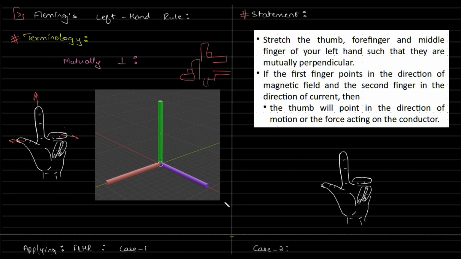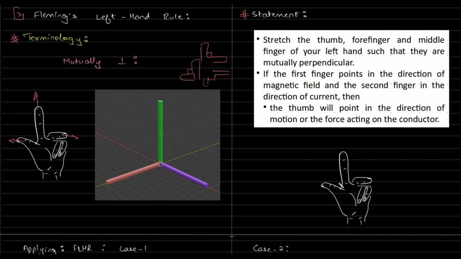Same thing over here. Once you have done that, the next thing is, if the first finger points in the direction of the magnetic field and the second finger in the direction of the current, then the thumb will point in the direction of the motion or the force acting on the conductor.